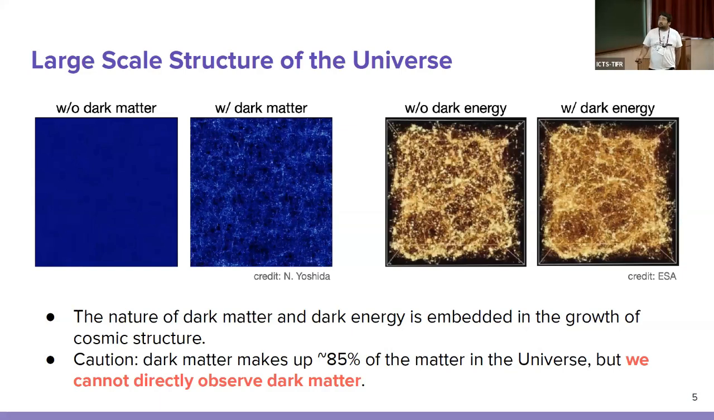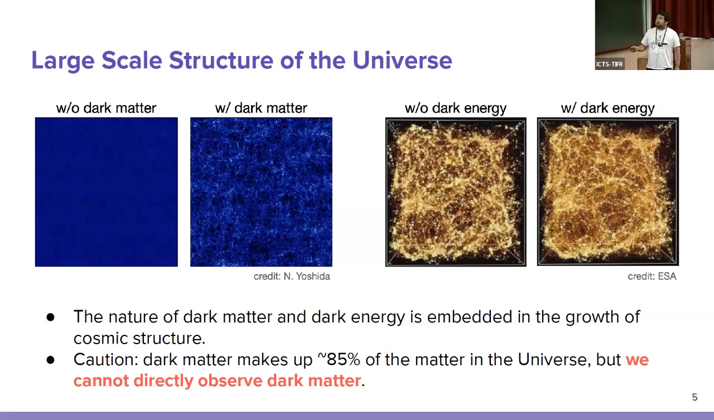So why is the large scale structure of the universe useful for testing lambda CDM? On the left panel, you can see the simulation with dark matter and without dark matter. Without dark matter, you cannot see any structure. So dark matter is necessary to form the large scale structure. If we do not have dark energy, the structure of the universe will be more clumpy. With dark energy, the structure is more blurred. This is actually what we are observing.